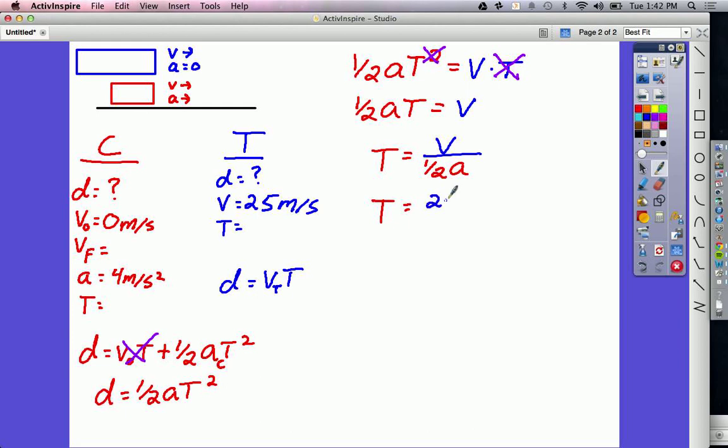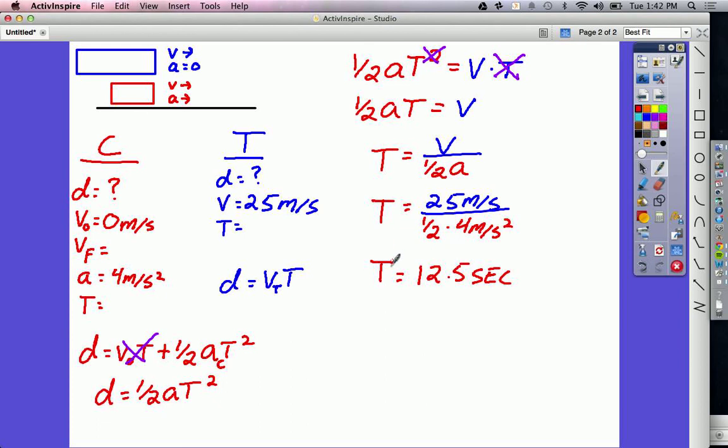I'll plug in my numbers. The truck speed was 25 meters per second, and the acceleration was 4 meters per second squared. And when I plug that in, I should get a time of 12.5 seconds. That means it'll take your car, if you accelerate 4 meters per second squared, exactly 12.5 seconds until you are side by side with the truck.